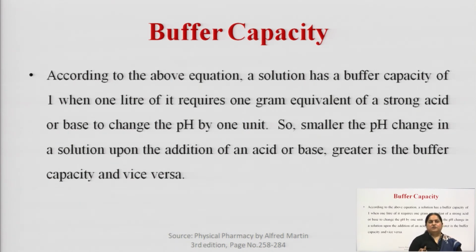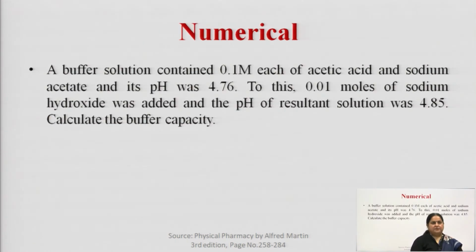So, a solution has a buffer capacity of 1 when 1 liter of it requires 1 gram equivalent of a strong acid or base to change the pH by 1 unit, right. So, this is the definition. I repeat, it is the buffer capacity. If a solution has a buffer capacity of 1, when 1 liter of it requires 1 gram equivalent of a strong acid or base to change the pH by 1 unit. So, smaller the pH change in a solution upon the addition of an acid or base, greater is the buffer capacity and vice versa, right.